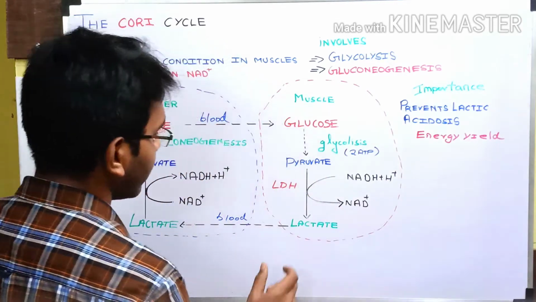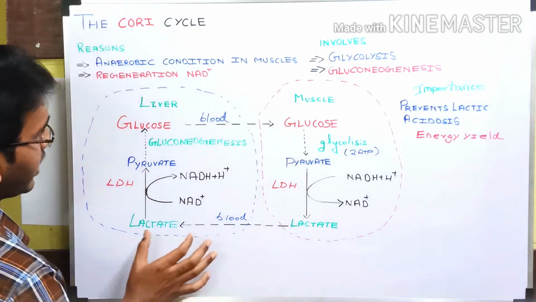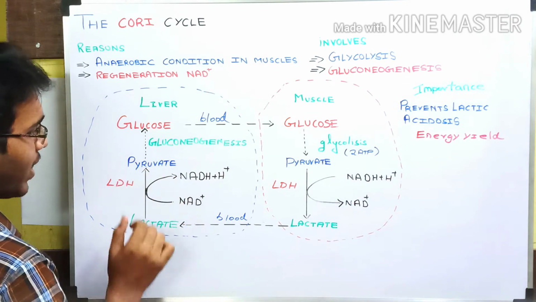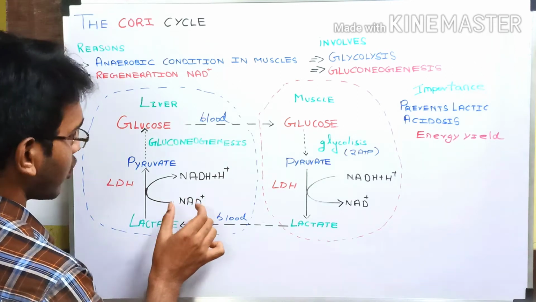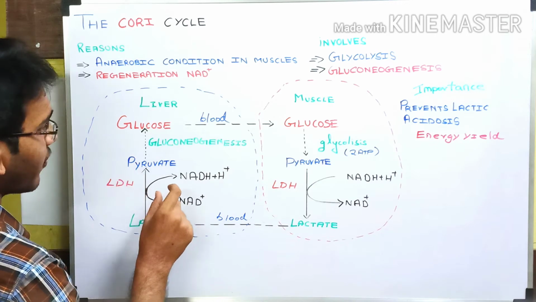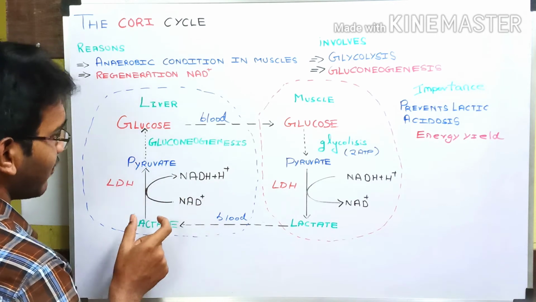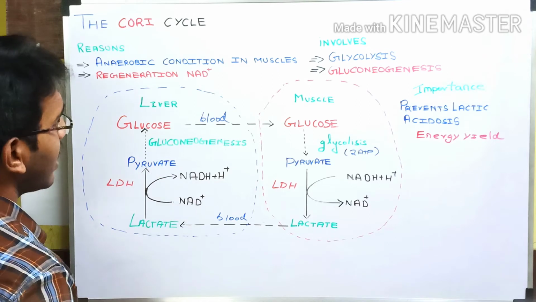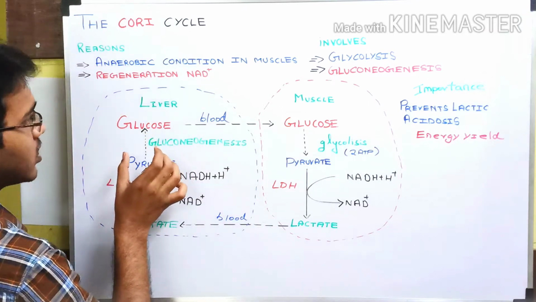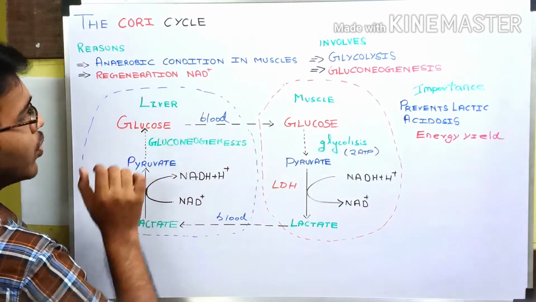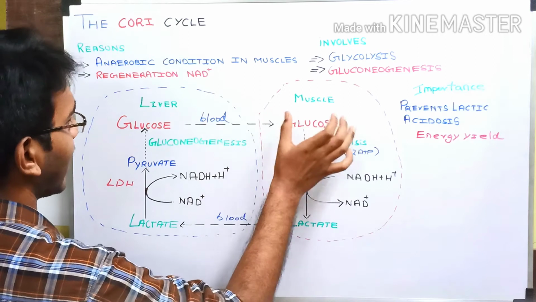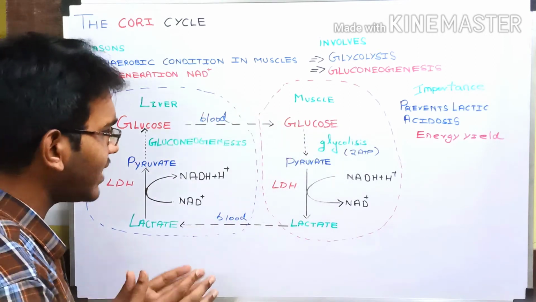Now this lactate, with the help of the bloodstream, will be transported to the liver, and in the liver this lactate will be converted to pyruvate again, as a result of which NAD+, a coenzyme, will be reduced to NADH, and lactate will be oxidized to pyruvate. Pyruvate enters the process of gluconeogenesis, which we have already discussed, and by gluconeogenesis, glucose will be produced. The glucose produced in the liver cells will be transported to the muscles again with the help of the bloodstream.